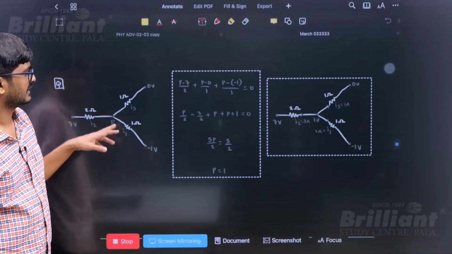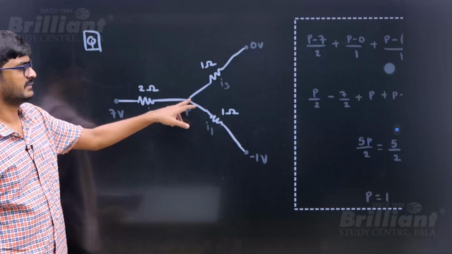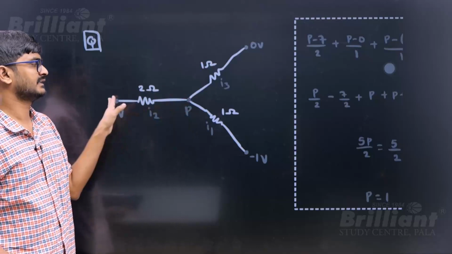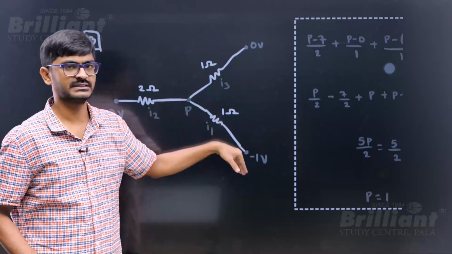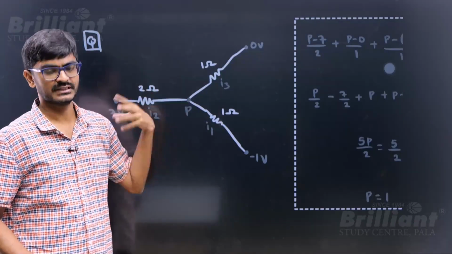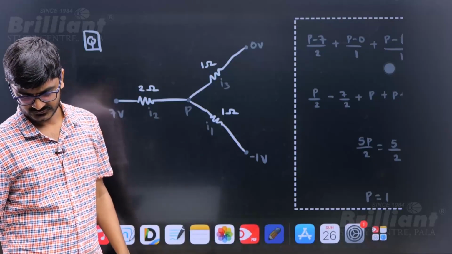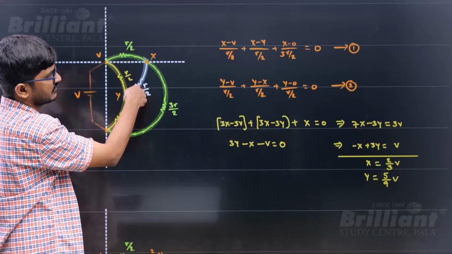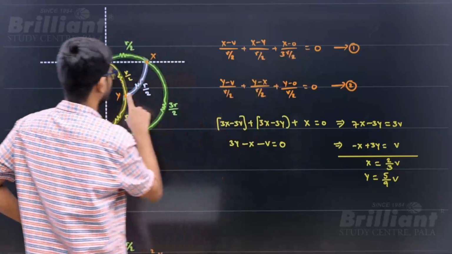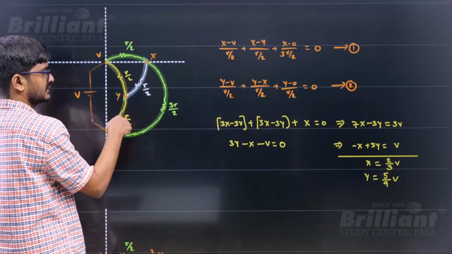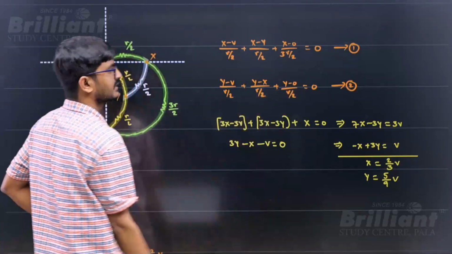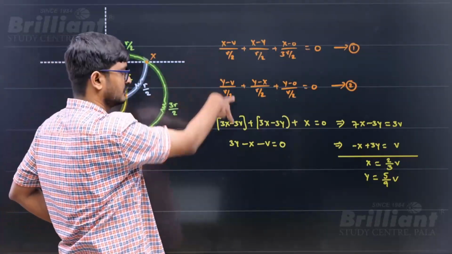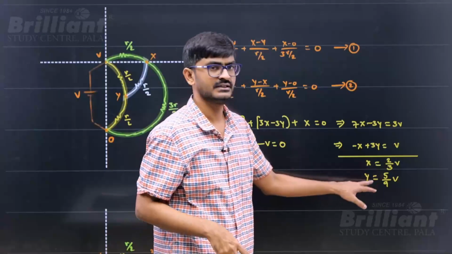When there is a T-shaped arrangement, I assume the midpoint potential is the higher potential. So I write: this outgoing current plus this outgoing current plus this outgoing current must equal the incoming current, which is 0. I have written this for each junction. Now there are only two variables, X and Y, that I assumed, so I can solve those two equations and get the values of X and Y.